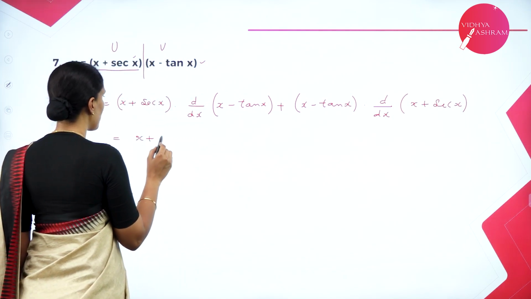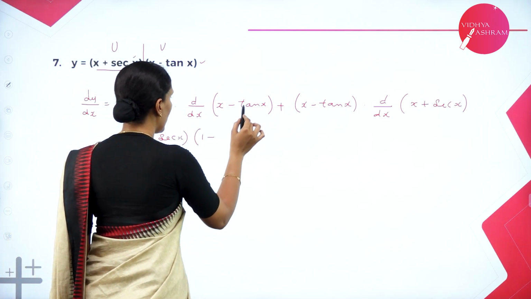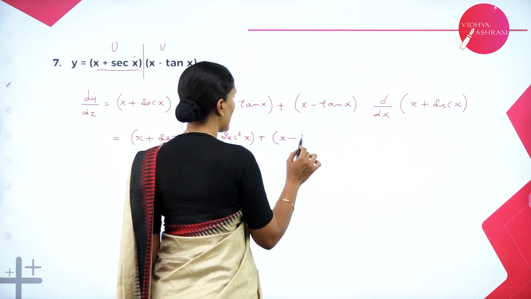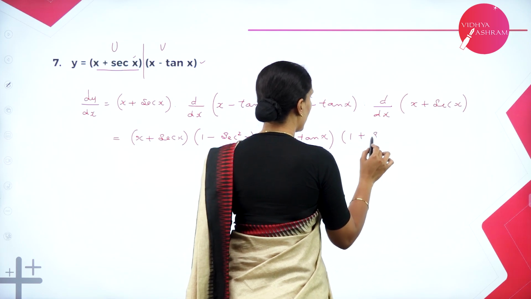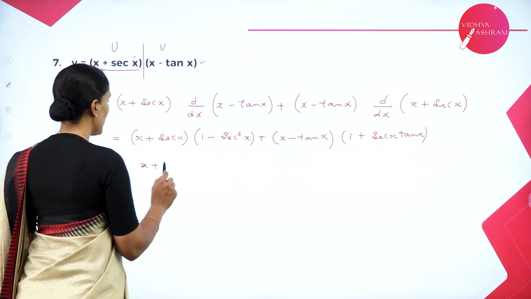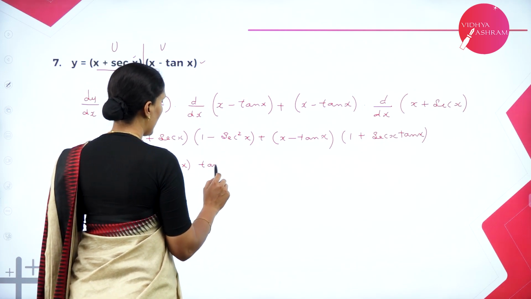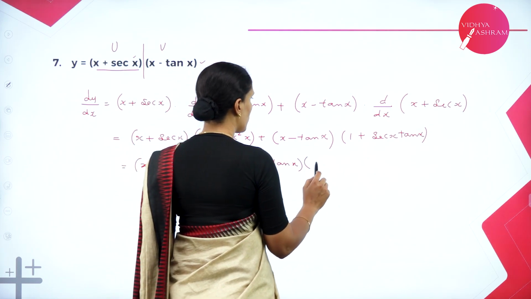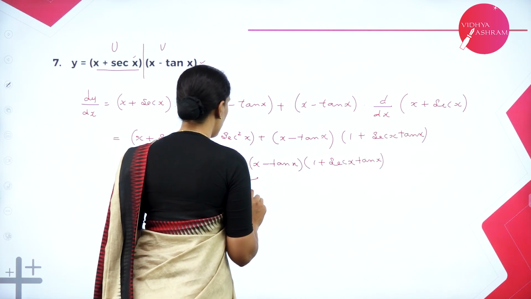So this is x plus secant x into derivative of x is 1, derivative of tan x is secant square x. Next we have x minus tan x, derivative of x is 1, derivative of secant x is secant x tan x. So now we have x plus secant x into 1 minus secant square x, which is tan square x, plus x minus tan x into 1 plus secant x tan x. So which is in the simplified form.